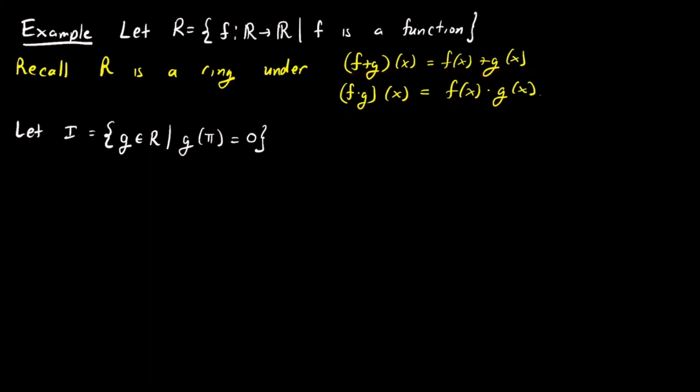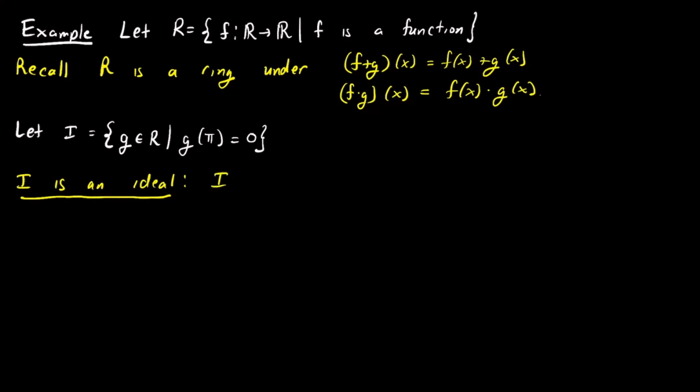And what I'm going to do is consider the set I of all the g in R such that g(pi) is equal to 0. Okay, so first thing I want to do is check that this is actually an ideal. We'll use our ideal test to do this, because I want to determine what the cosets of the set I look like. So let's first show that I is an ideal.